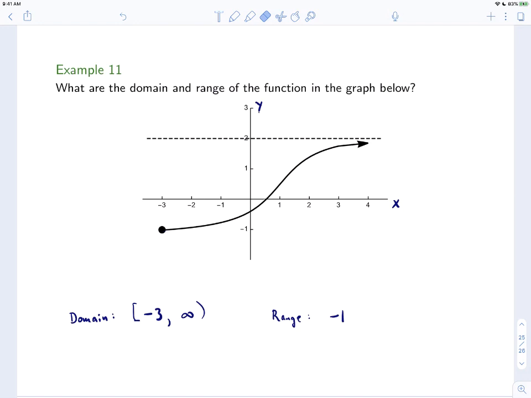Let me try that again. Let's just change the color here. Do it something like this. There we go. So the smallest y value is how far down I can go. And how far down I can go is -1.